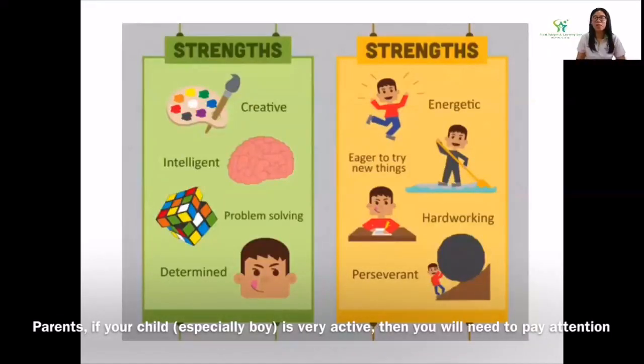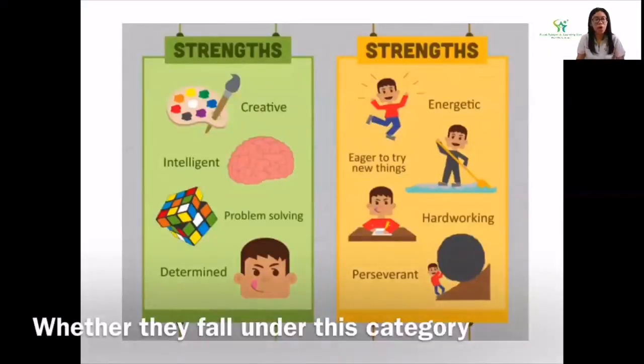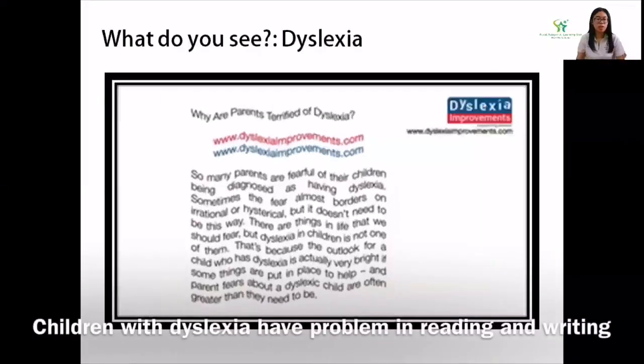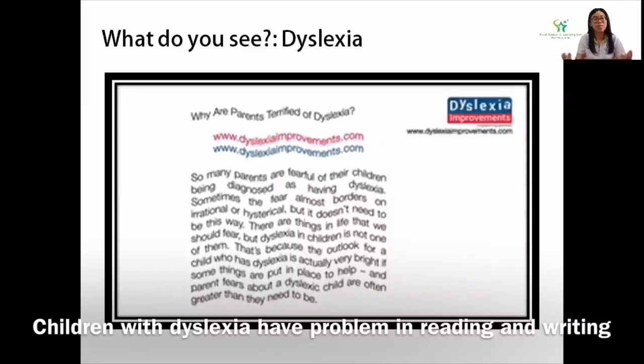Parents, again, if your child, especially boy, is very active, then you will need to pay attention whether they fall under this category. Okay. The last type that I will be covering for today of special needs children is those who have learning disability, or more specifically, we call it dyslexia. Okay. Children with dyslexia have problem in reading and writing.